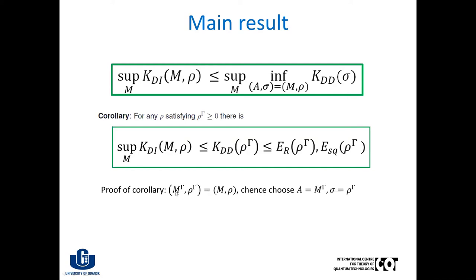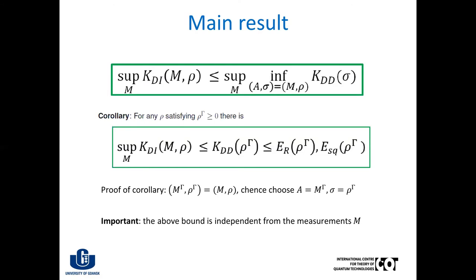And the proof of this corollary is simple. It is just by observation, by the property of partial transposition that I told you before. The device M partially transposed on rho partially transposed is exactly equal to M rho. So as an attack, we can choose sigma to be equal to rho partially transposed and the measurements to be partially transposed measurements, because they are product. This is still a valid measurement. Yes, M partially transposed is a valid measurement.